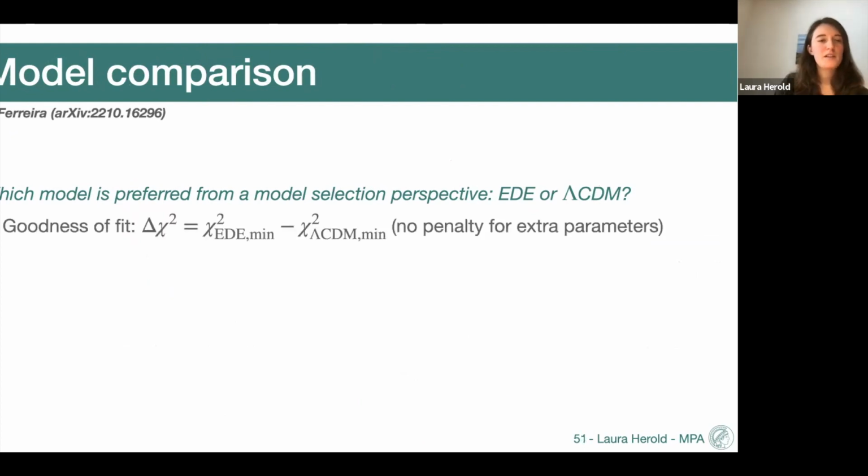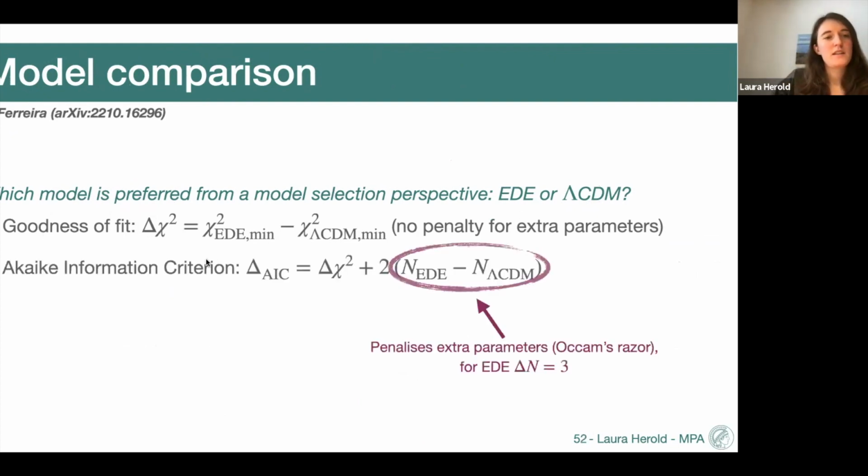I mean, one measure one could use for model selection would be only the goodness of fit, so only the delta chi-square. But the problem is then, of course, that there would be no penalty for extra parameters, because when we add 3 more parameters, it has to fit the data at least as well as lambda CDM, because EDE has the lambda CDM limit. So we wanted to look at this Akaike information criterion, which is defined as delta chi-square plus 2 times the number of extra parameters. And this penalizes the additional parameters in the extended model along the philosophy of Occam's razor.